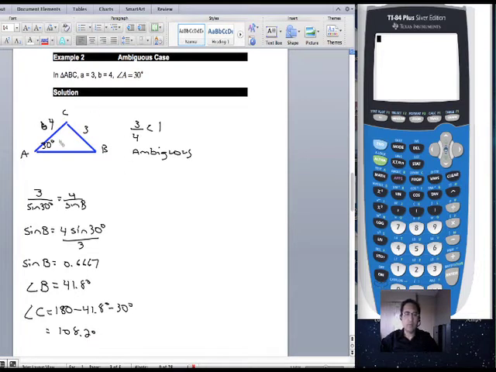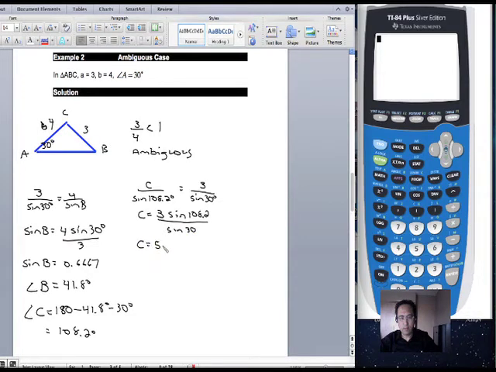Okay, last thing we have to do is figure out what side C is going to be here. So C over sine 108.2 degrees is equal to 3 over sine 30 degrees. So C is going to be equal to 3 sine 108.2 divided by the sine of 30. And our line segment is going to be equal to 5.7.